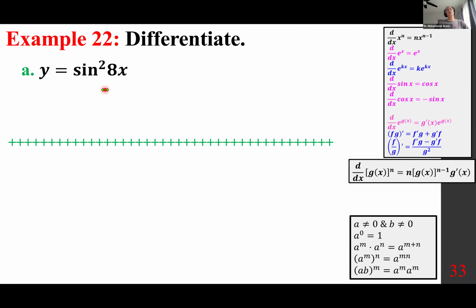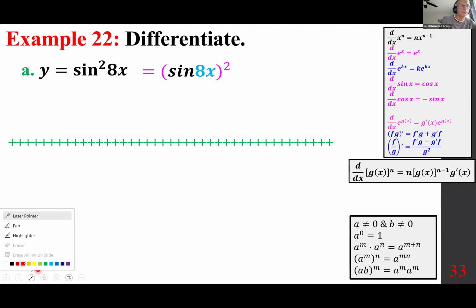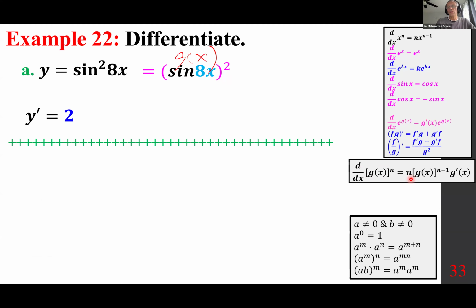So sine squared of 8x, I'm going to rewrite it as sine of 8x to the power of 2, so it becomes clear that you really, in essence, are dealing with the extended power rule. If I want to differentiate g of x to the power of n, and g of x is sine of 8x, think of this as g of x. So we need n, which is 2. Then we need g to the power of n minus 1, so sine 8x to the power of 1, or simply sine 8x.